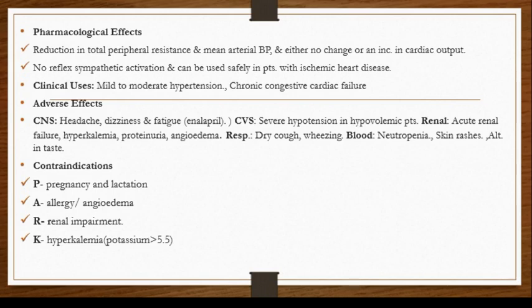So the pharmacological effect of the ACE inhibitors, as we've seen, is that they are going to reduce the total peripheral resistance and also the mean arterial blood pressure, and they do this without causing any increase in cardiac output, or sometimes there is no effect on the cardiac output at all. They are also associated with no reflex sympathetic activity, and because of this, they can be used safely in patients with ischemic heart diseases.